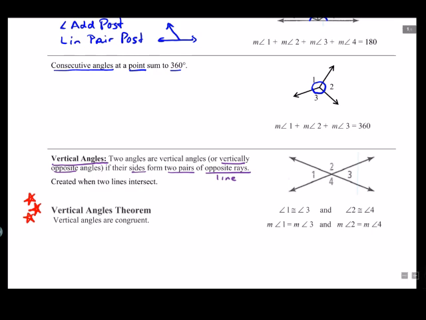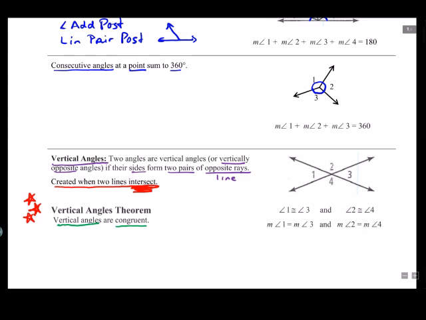vertical angles, all you have to remember, are created when two lines intersect. So anytime we have two lines intersecting, you are going to have vertical angles. And our vertical angle theorem, this is one that we use frequently when we do proofs and we look at diagrams. You should be actively looking for vertical angles. It should be one of the first things that jumps out in flashing red lights. It says vertical angles are congruent.